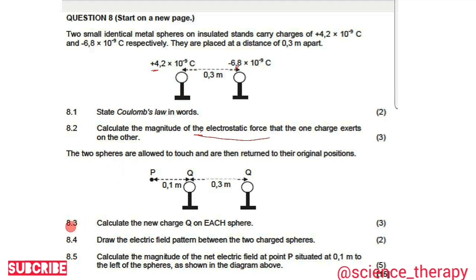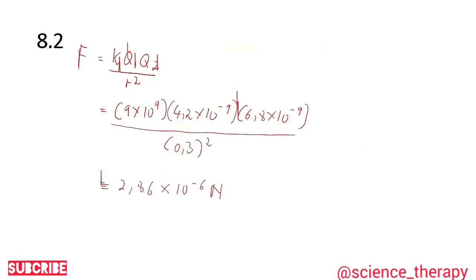So this is what we are told to calculate in 8.3. It says calculate the new charge Q on each sphere, right? So we know after they touch, they must have the same charge, right? The new charge must be the same. Now let's go with that one. So we know our formula from grade 10, which is Q new is equal to Q1 plus Q2 over 2. So this is the formula we use to calculate Q new.